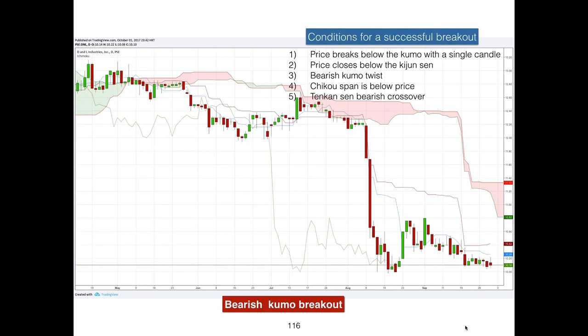Now the opposite is a bearish Kumo breakout. So this is a successful bearish Kumo breakout. We'll use the chart for DNL. First, price breaks below the Kumo with a single candlestick. Second, there's a price cross below the Kijun-sen. Third, there's a bearish Kumo twist.